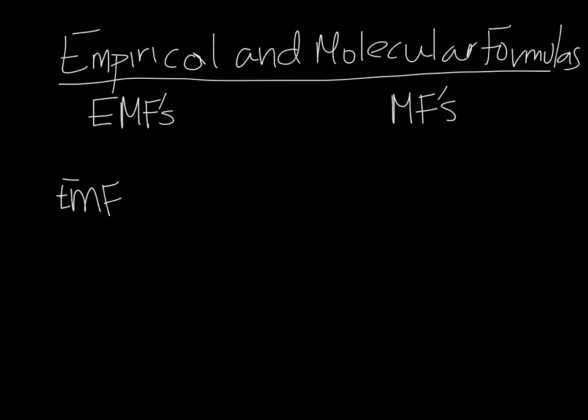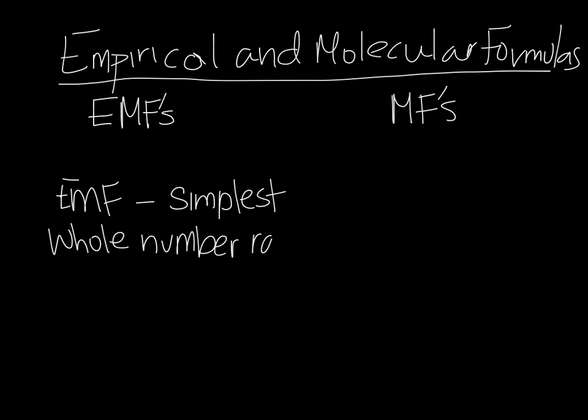An empirical formula is the simplest whole number ratio of atoms. The simplest whole number ratio of atoms. So you cannot have 1.5 or 1.3. It will always end up being a whole number.